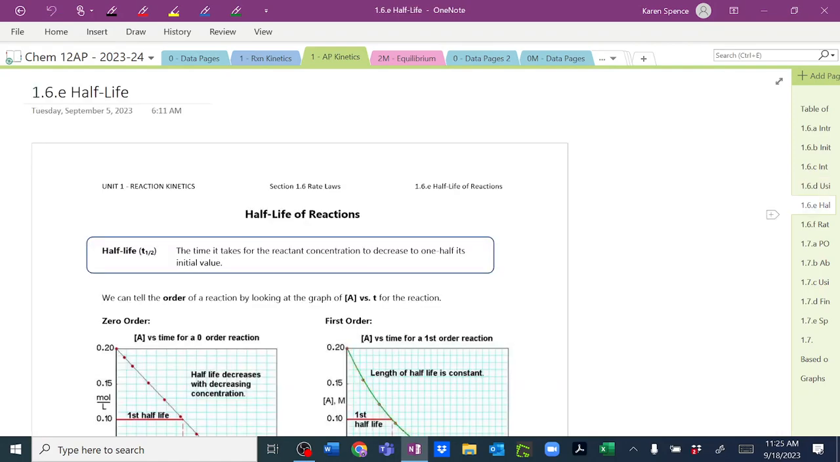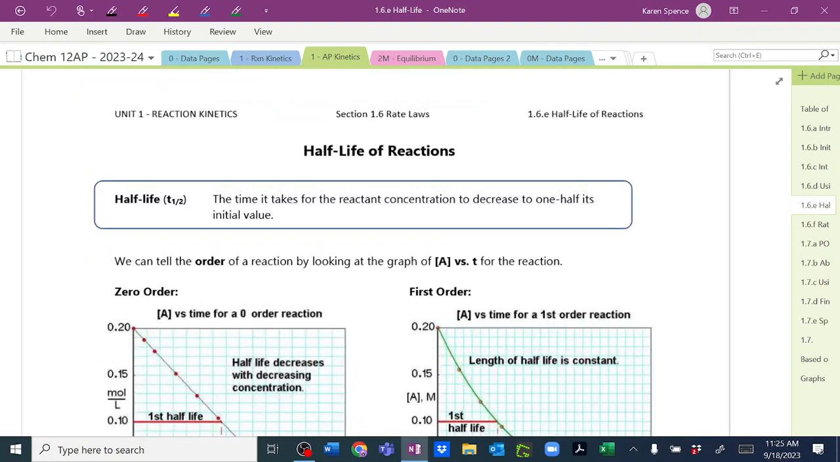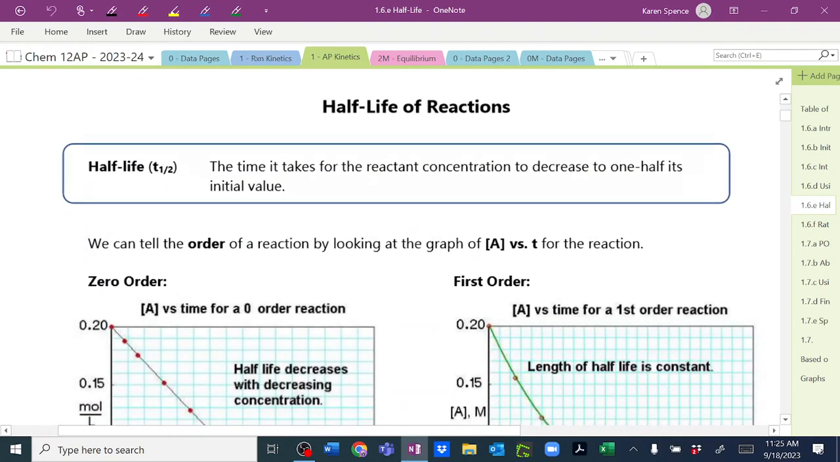Let's talk about half-life then, which is on page 32. How many of you have heard of half-life before? Maybe in physics, maybe in science 10, something like that. It's usually a decay process where something breaks down, and half-life is the time it takes for the initial reactant concentration to decrease to 1/2 of what it originally was.